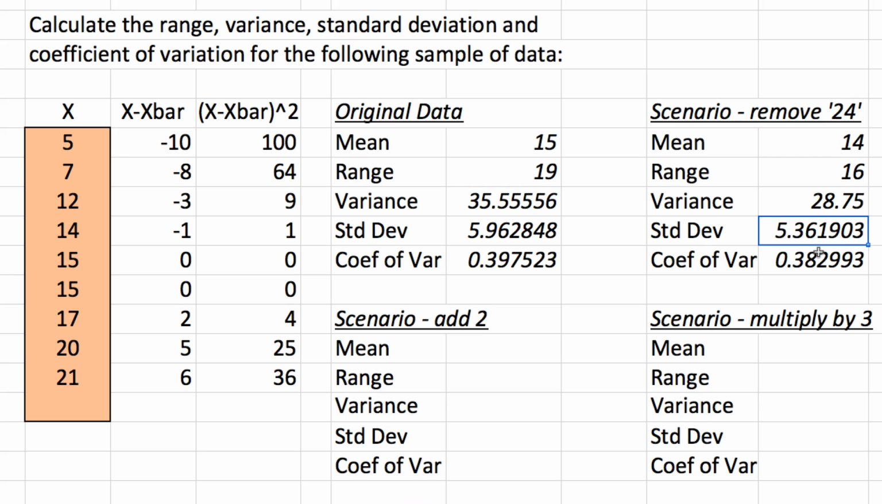The standard deviation obviously decreased with it because it's the square root of the variance. Now, it would have been tough to guess that the coefficient of variation would have gone down.